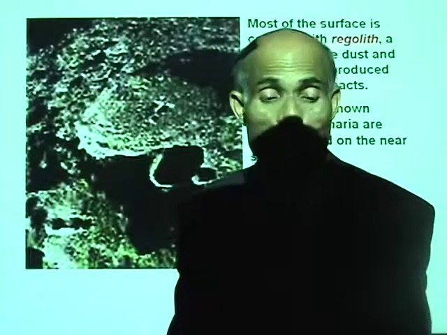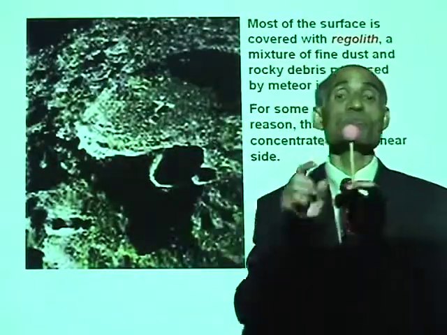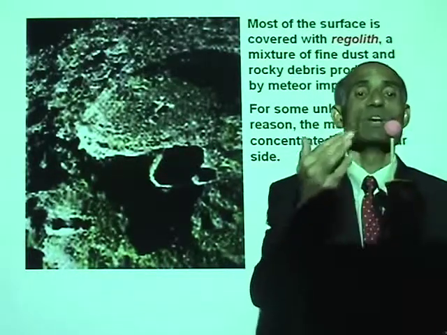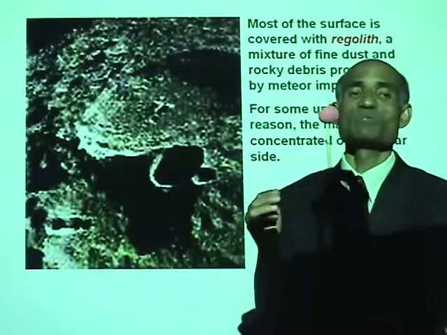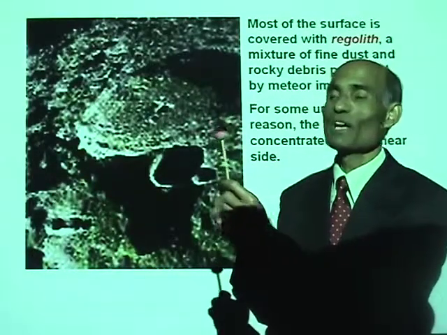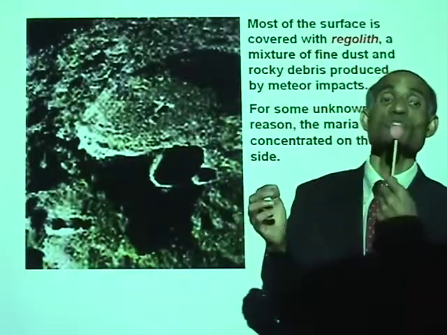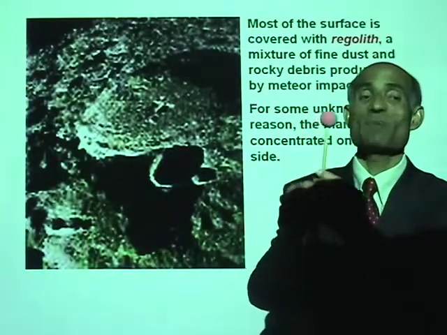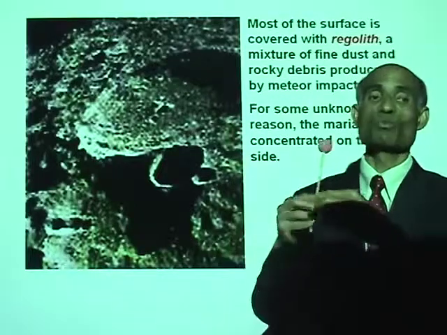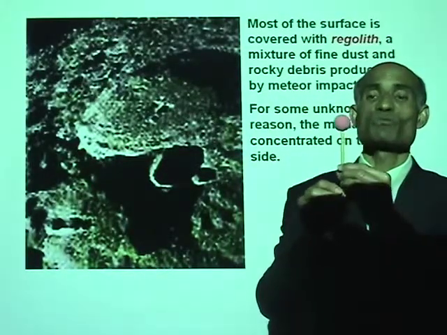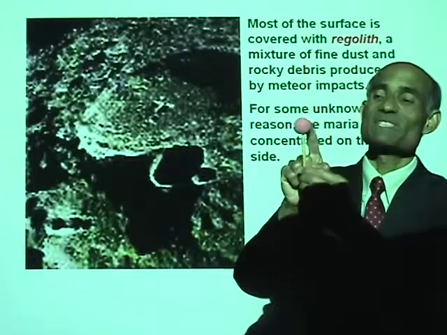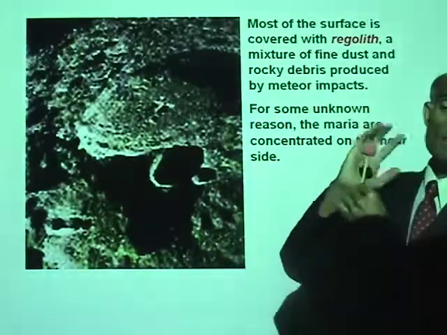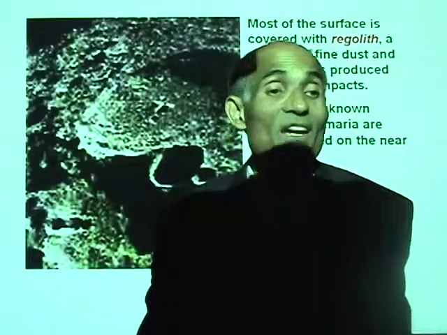You know that only half of the moon is visible from the earth, the other half is not visible. You know why? Because as the moon goes around the earth, its period of revolution and the period of rotation is exactly the same. When the moon goes around once, it also rotates once. That means the same point is facing the earth every time. We never see the other side of the moon.